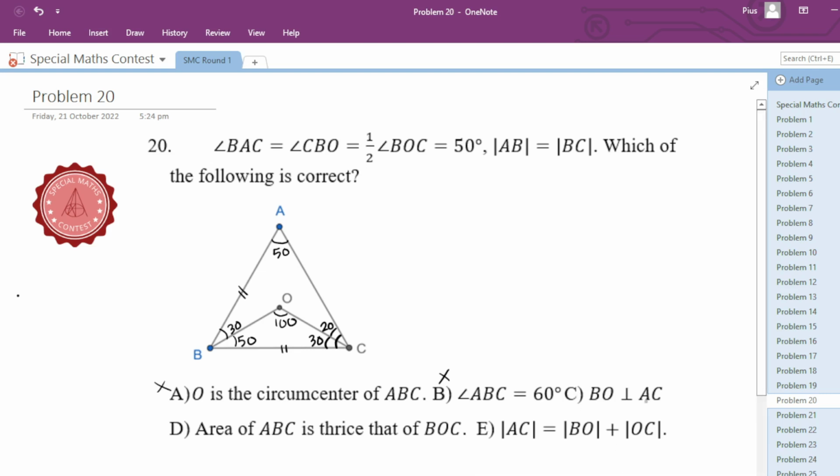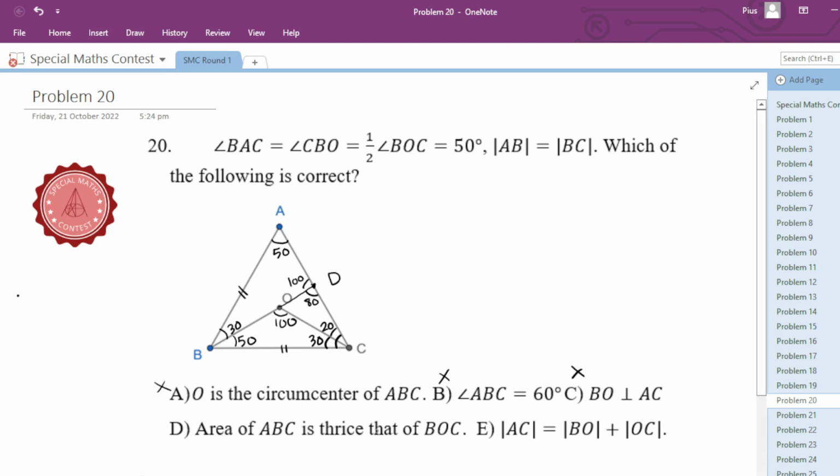Next, BO perpendicular to AC, so we just extend BO. Let's say it meets AC at D. I want to check whether the angle at D is 90 degrees. If you look at triangle ABD, we can figure out the final angle. The external angle will be 50 plus 30, which is 80 here. So this is actually 100, and that's different from a right angle, so this is also false.